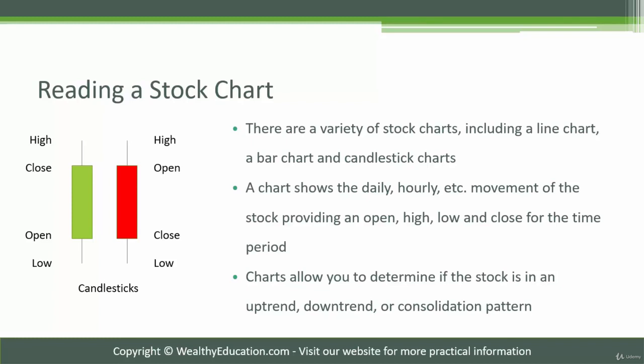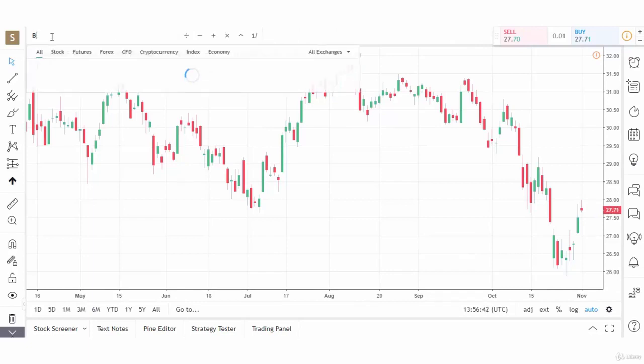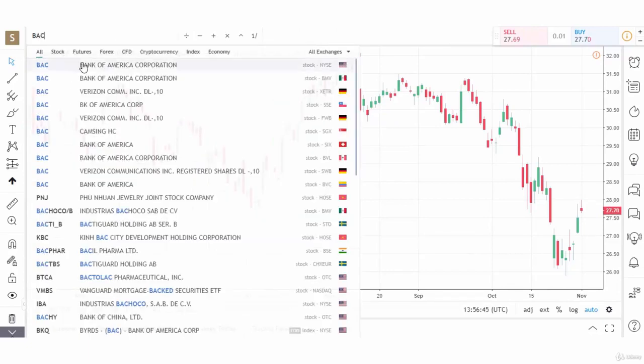So let's take a look at a couple of stock charts where I can show you the line chart, the bar chart, and the candlestick chart, and also show you what a trend looks like in a stock. Throughout the course, we're going to use tradingview.com to show charts. So I'll show you how TradingView works and how we can look at various charts using TradingView. In the upper left corner, we'll put in the symbol for our stock. So here we've typed in BAC for Bank of America. You can choose the stock from a drop-down list.